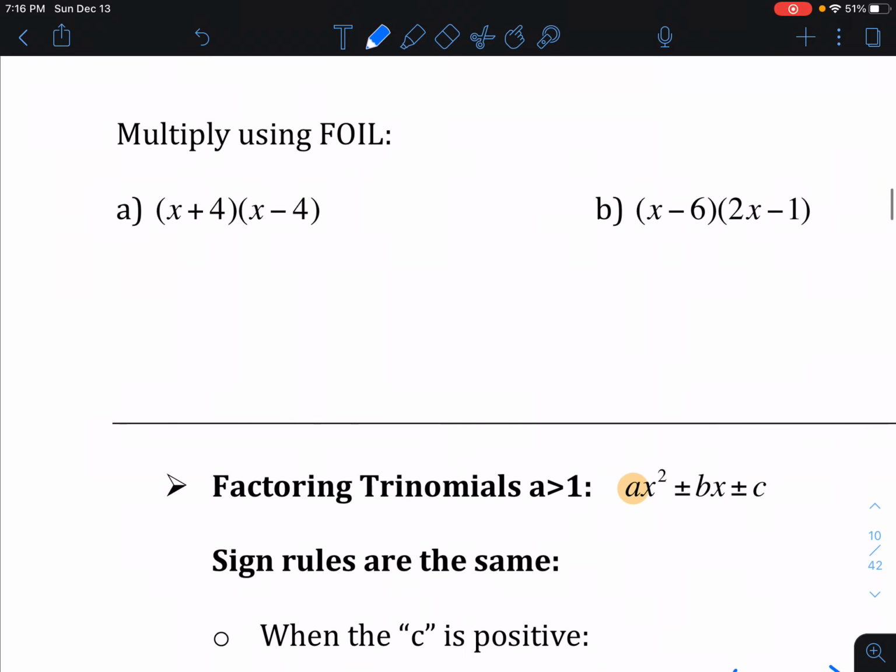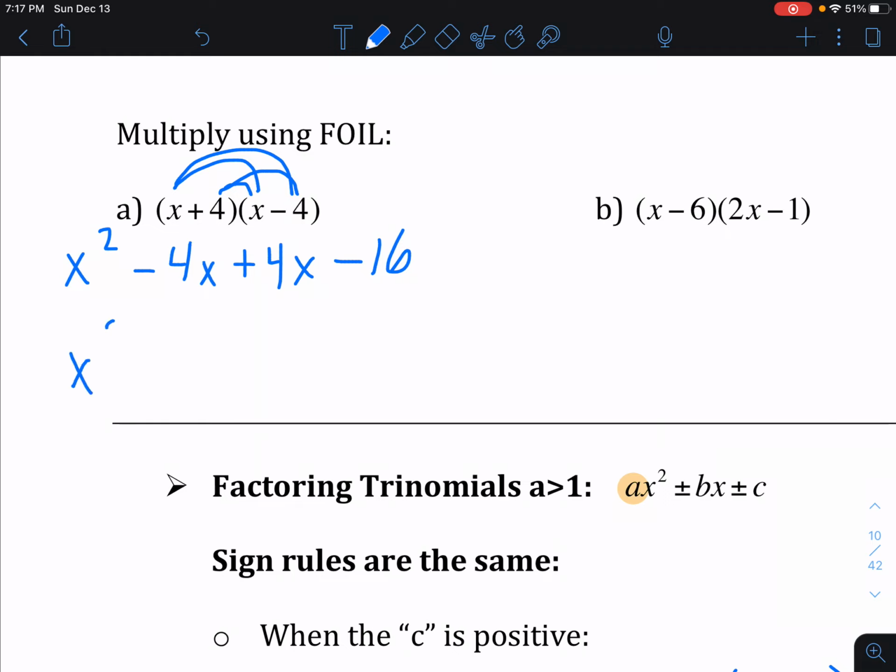So remember, when you're FOILing, you do first times first. The O stands for the outermost numbers, so multiply those. The I stands for the inside numbers. And then the L stands for the last numbers in each parentheses. So 4 times negative 4. Remember, after you FOIL, you're supposed to combine like terms, meaning add like terms.